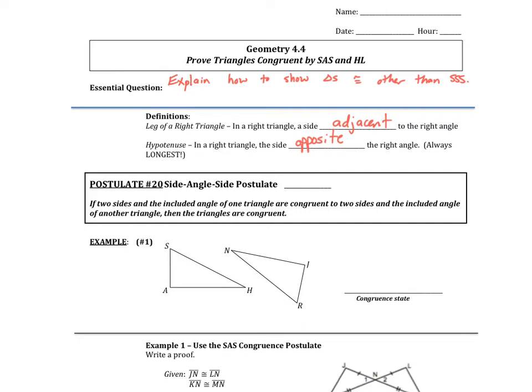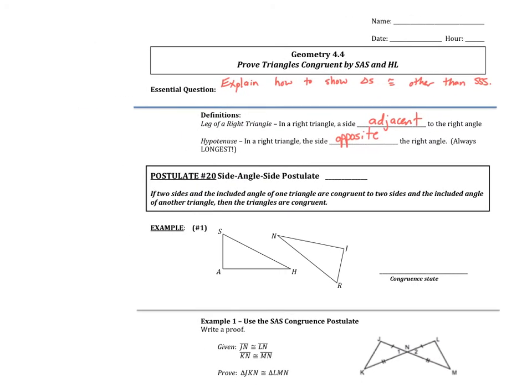Definitions. The legs of a right triangle. In a right triangle, the side adjacent to the right angle is called the leg of the right triangle. So I draw a little picture. So here's a right triangle. There are two legs. Leg, and over here is another leg. So there's two legs. And the hypotenuse is, in a right triangle, the side that's opposite of the right angle. So this is called the hypotenuse.